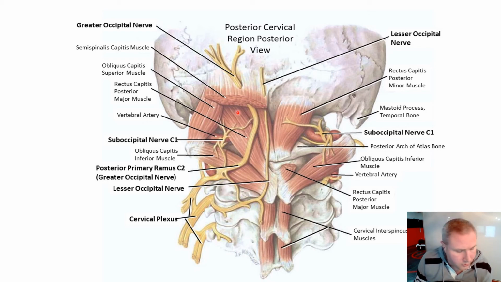So when we do nerve blocks, we're modulating pain. Okay, we're not ablating nerves, we're modulating pain signals.